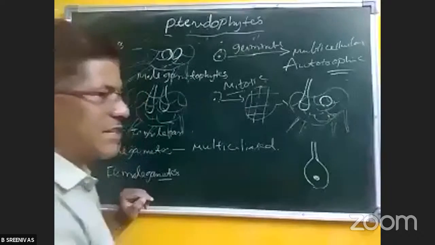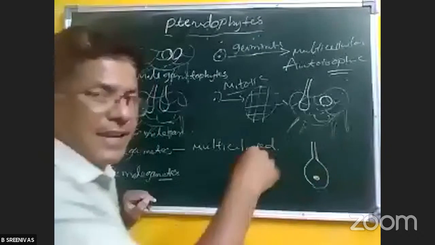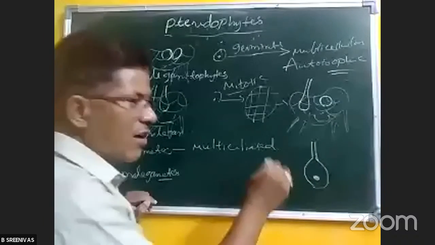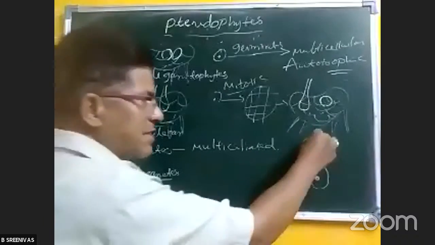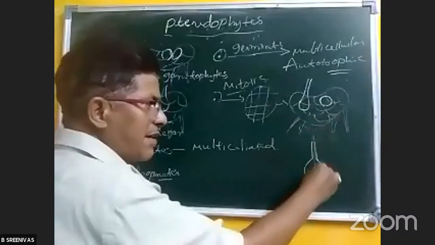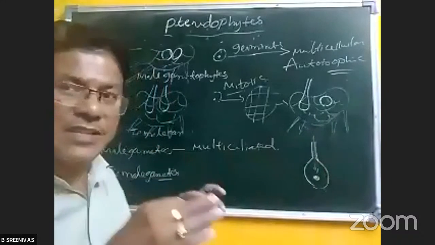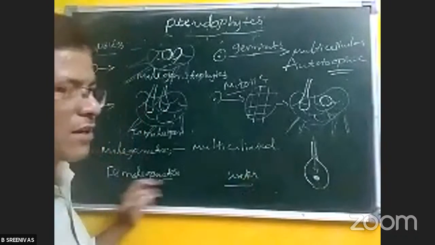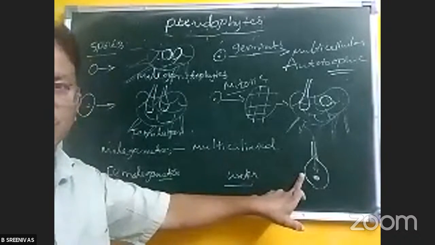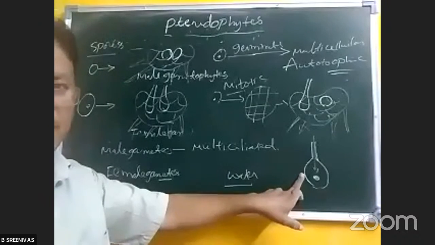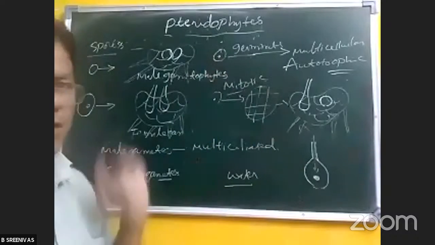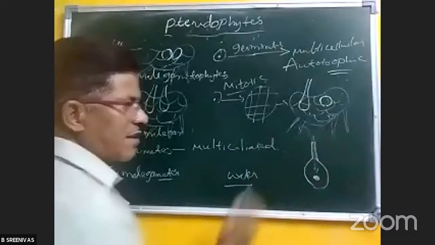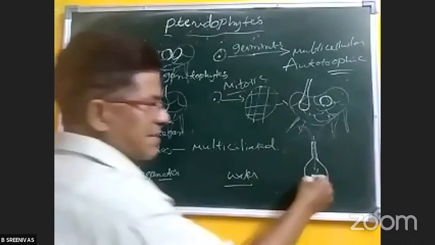So at the time of fertilization, the neck canal cells and ventral canal cell disappear and a passage is formed. Then the male gamete enters. So for fertilization, what is required here also? Water is required. Water is essential for fertilization. So the pteridophytes are also dependent on water for fertilization, like bryophytes. This male gamete swims in the water, reaches the egg cell and fertilizes.